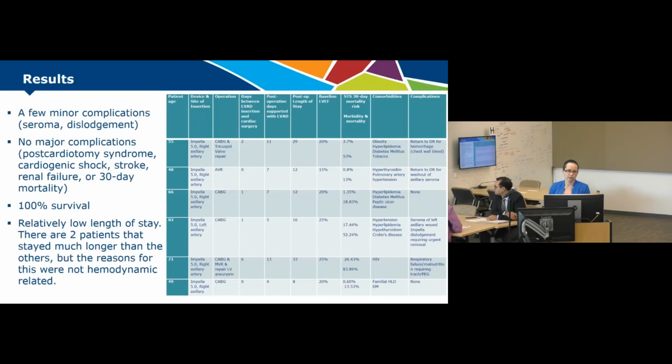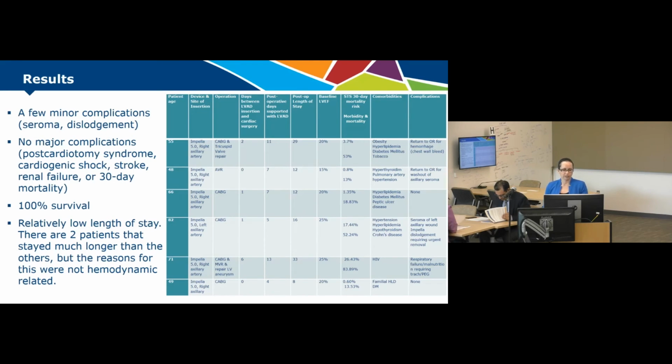So these are the results of our study. There were a few minor complications. We had 6 patients total here. We've subsequently done a couple more. The minor complications included seroma and dislodgement of the device, where it came out of optimal position. It is something you can reposition in the ICU under echo guidance. So overall, that doesn't usually result in any major complications.